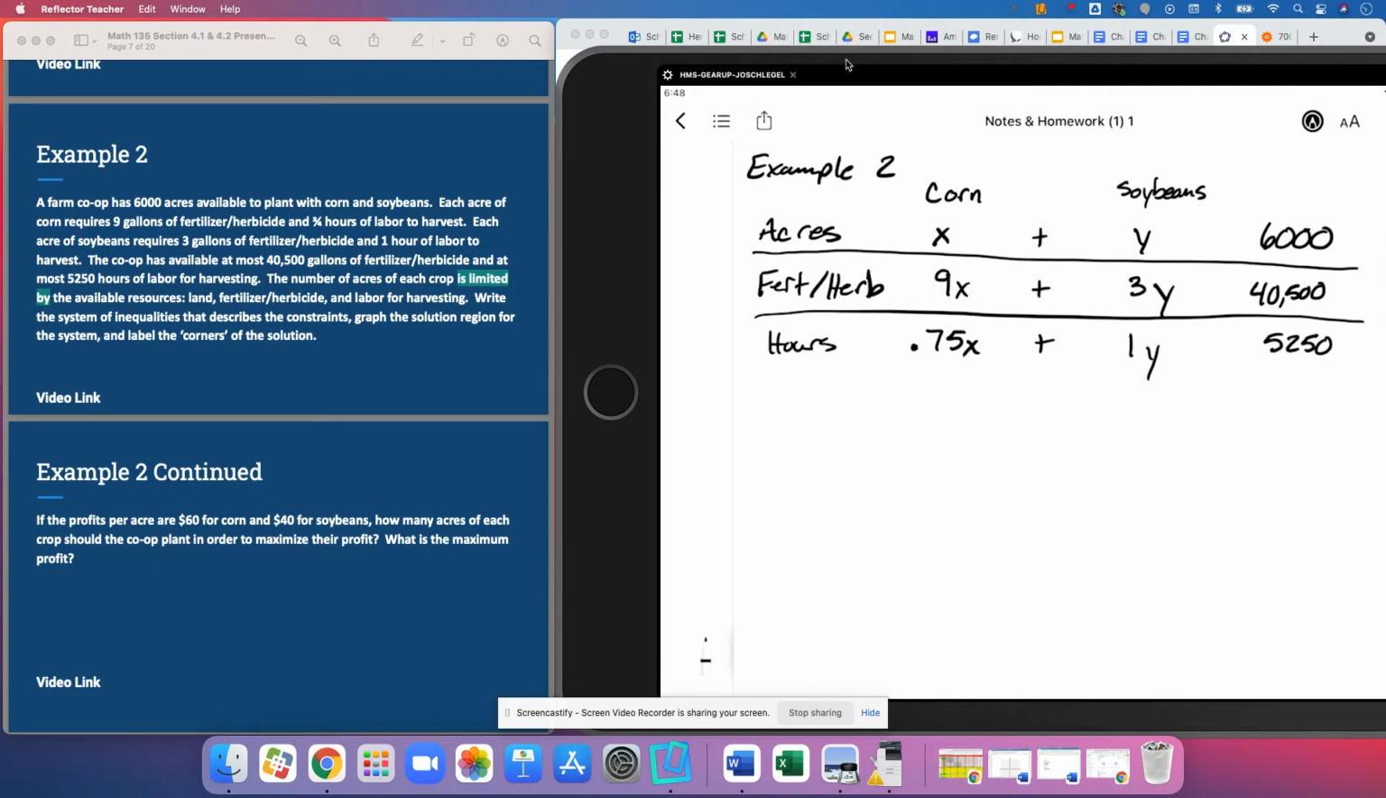So as we think about the inequality symbols for these, everyone, we need to understand that they have at most 40,500 gallons. So we need to use less than that much fertilizer. If we use only 20 gallons, it's fine. If we only use 20,000 gallons, it's okay. We just can't go over the 40,500. Same thing with the hours, everyone. We have to be less than or equal to that. And obviously we only have so much land, so we need to be less than or equal to that.